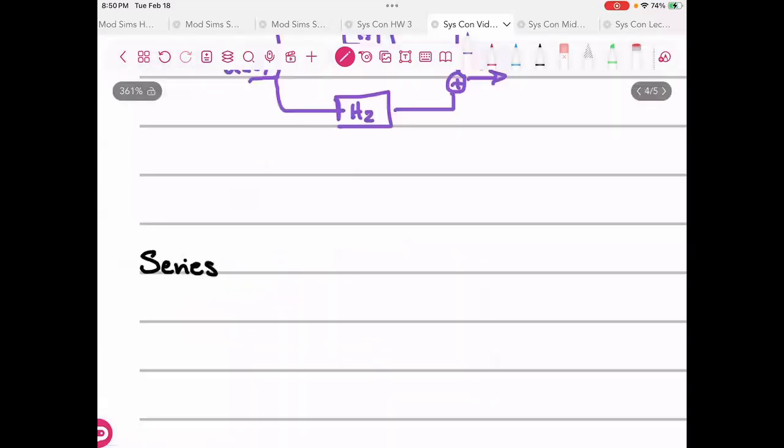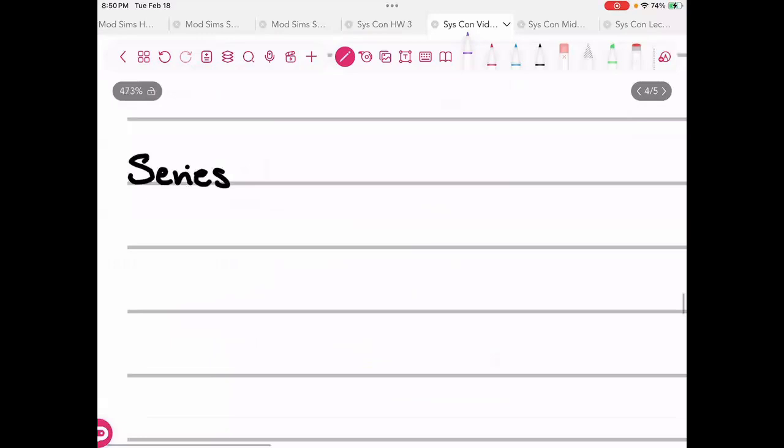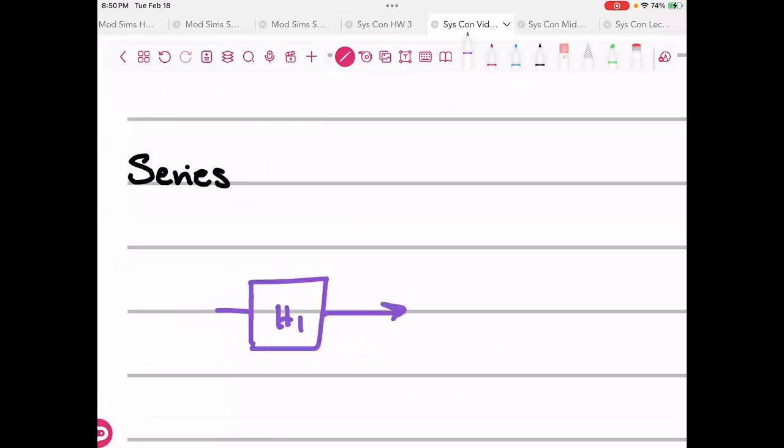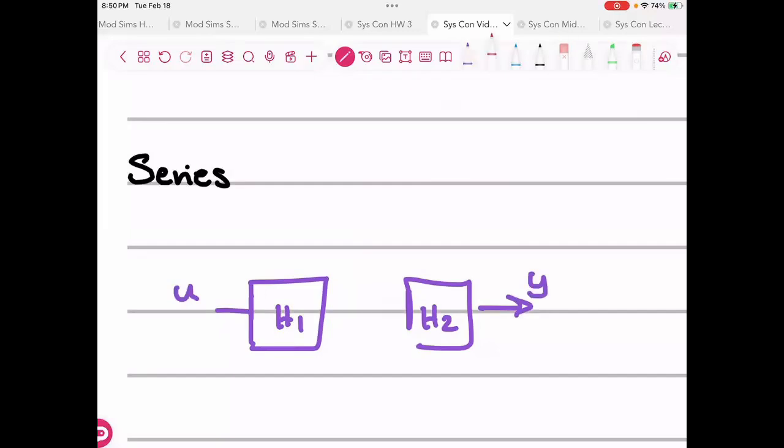If you're doing it in series, the block diagrams or the transfer functions are getting multiplied. So you end up with your h1 here, and that goes directly into your h2, and that goes to your y. So u, y, and this should technically just be a line. You're not adding anything, you're just going straight into the next one.